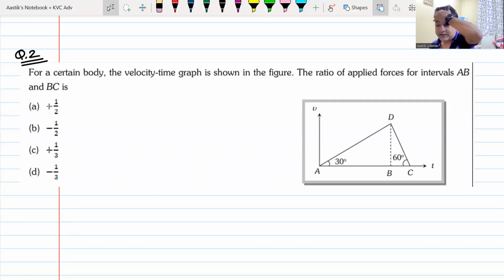For a certain body, the velocity time graph is shown in the figure. The ratio of applied forces for the interval from A to B and from B to C. What is the ratio of the forces? How will you find out the ratio of the forces, my dear friends? Remember, the slope of the velocity time graph gives us acceleration. Multiply acceleration by mass, you get the force. That is how things are done.